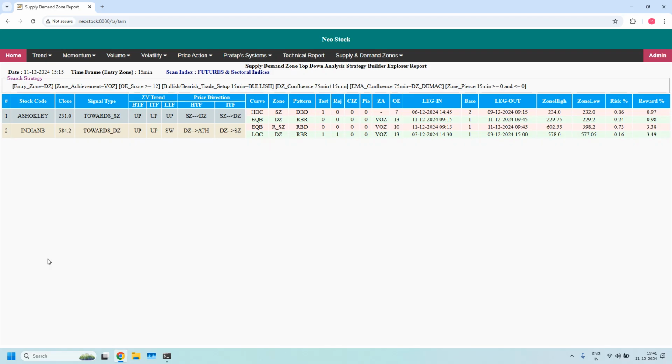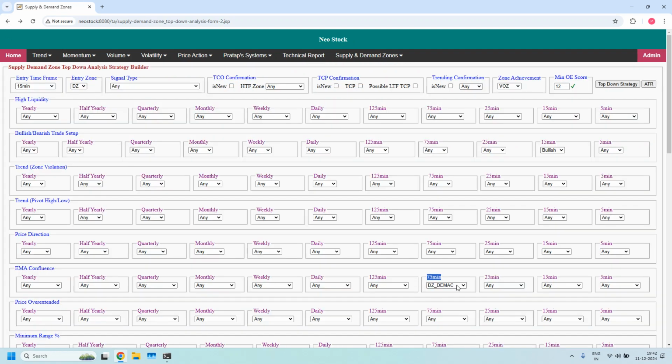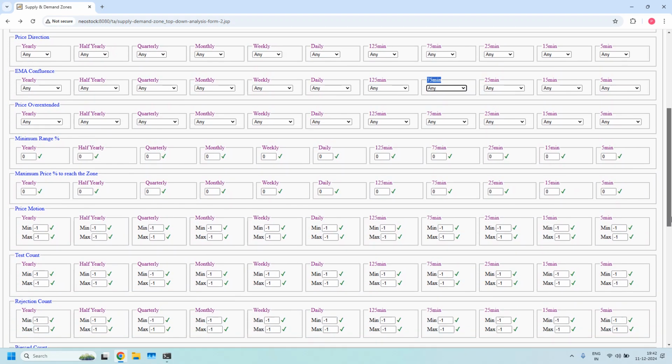Okay, this is about LTF and ITF demand zone confluence. Next, let us look for LTF, ITF and HTF demand zone confluence. I have to remove this EMA filter. I removed it. Now in the demand zone confluence, we should set 3 filters.